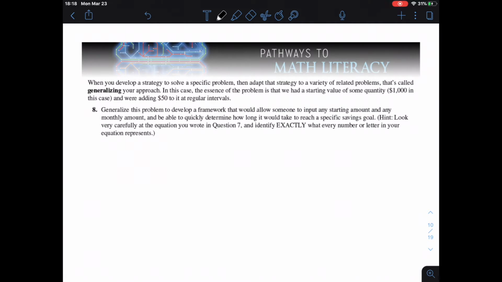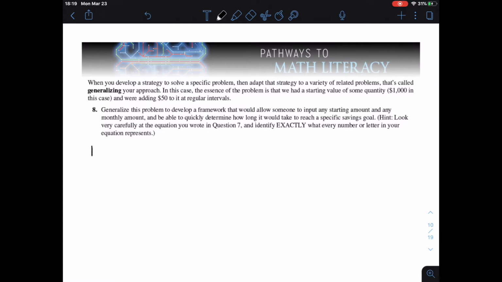So now we're going to come up with a general framework. Instead of depositing $1,000 initially and $50 per month after that, let's see what happens if we want to deposit $30,000 and we're going to input $100 each month and we want a new total. Is there a different way we could find the exact amount of months we need for this total amount?